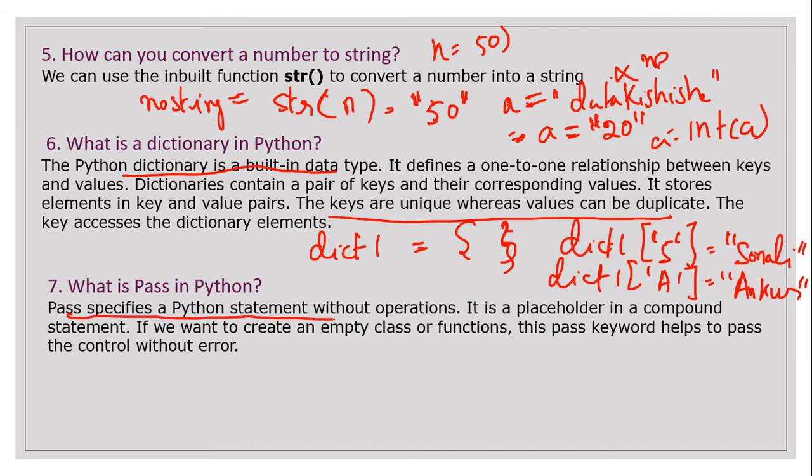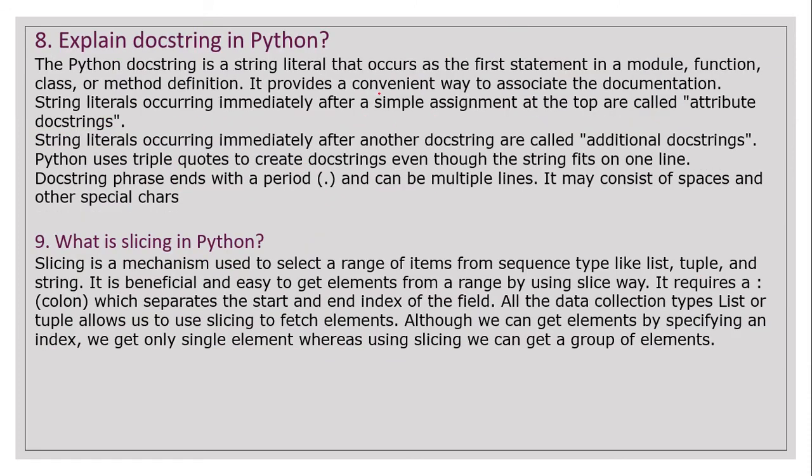This is sufficient. If you can remember this, it is fine. If we want to create an empty class or function, this pass keyword helps to pass the control without error. Clear? Okay. Then, explain docstring in Python.